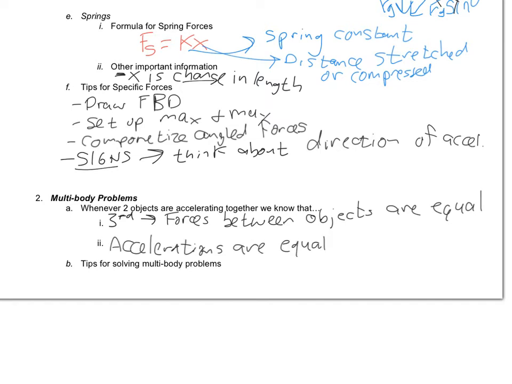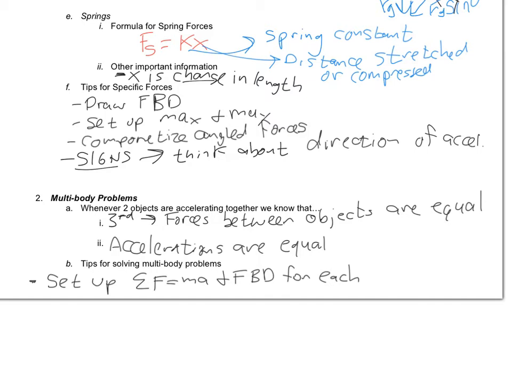The other thing that we're going to know typically is that the accelerations for the objects are also going to be equal, okay? That's simply because the multiple objects are moving as a system. They're moving together, so they have to be accelerating at the same rate.